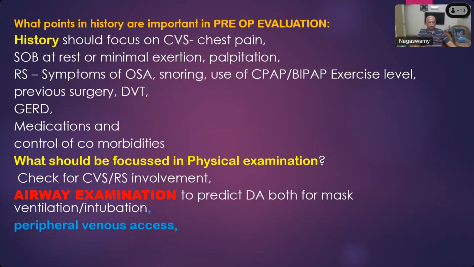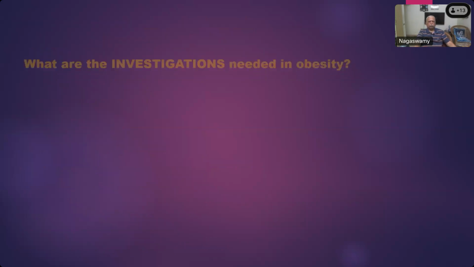And peripheral venous access. In very severely obese patients, it will be impossible to find a vein in the arms. So peripheral venous access should also be checked for in the physical examination. And if they have had any DVT history, whether any IVC filter is needed before you take up that patient. It's also an important thing that you should check for.